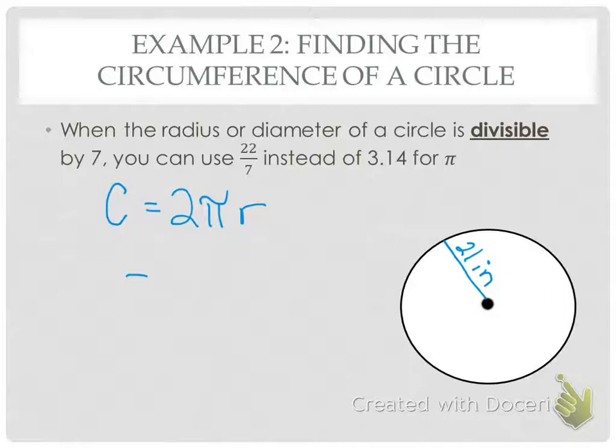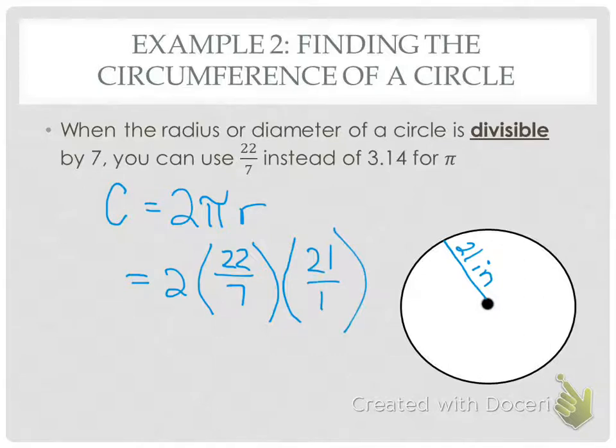All right, now the radius is 21 inches. Is 21 divisible by 7? Yes, it is. So I could use the fraction 22 over 7, maybe to make this a little bit simpler to solve. I don't think it makes it any easier, but regardless, I'll show you this way just to show you the other way of doing it. All right, so now, since it gives us the radius, notice that I am using the formula C equals 2 pi r because that involves the radius. So I make my substitutions. 2 times 22 over 7 because that's the fraction value for pi, times 21 over 1 because that's my radius.